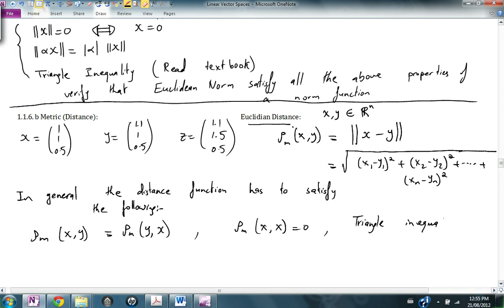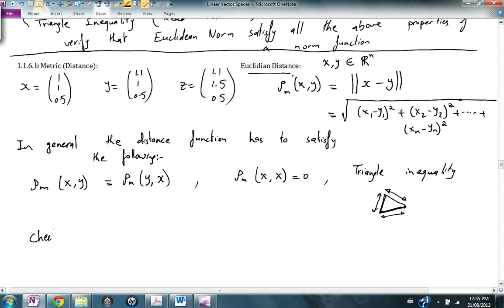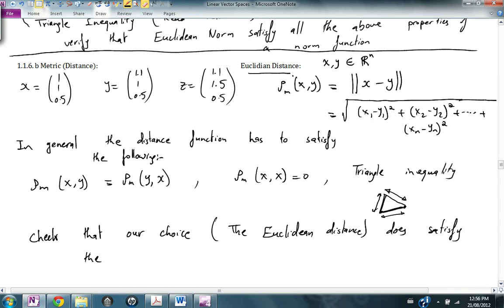Which means, if I have a vector here, and a vector here, and a vector here, this distance has to always be less than or equal to the sum of this distance plus this distance. And you should check that our choice, the Euclidean distance, does satisfy the properties of a general distance function.